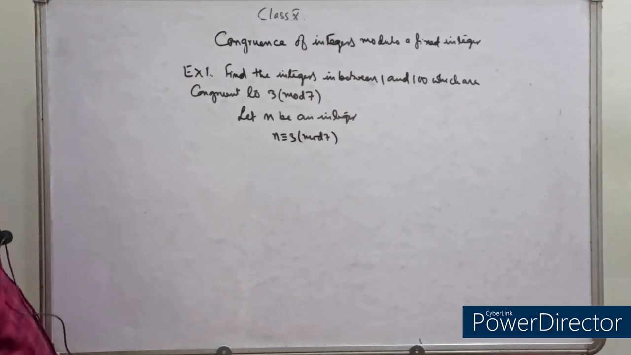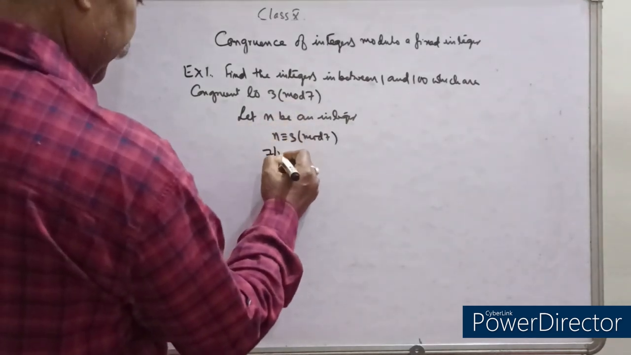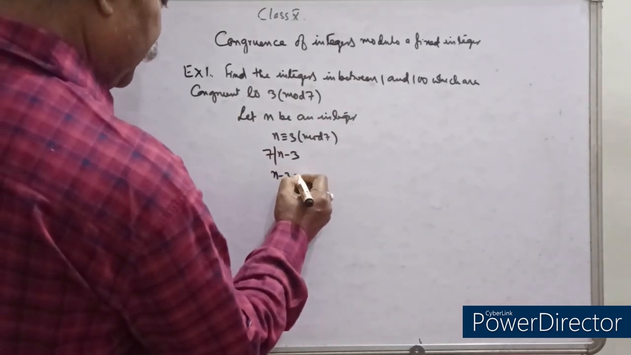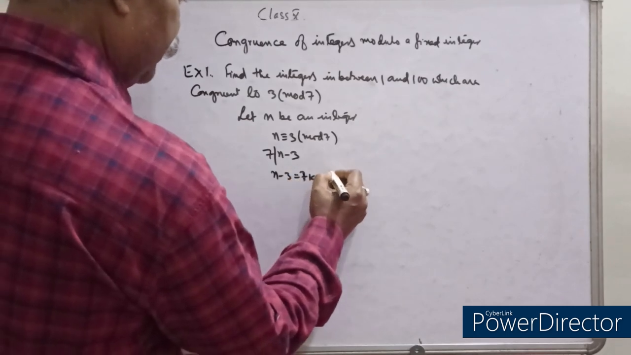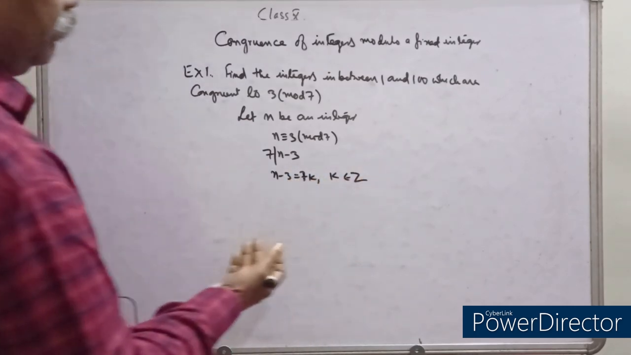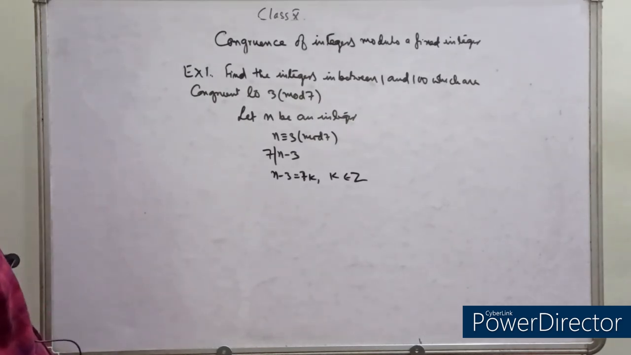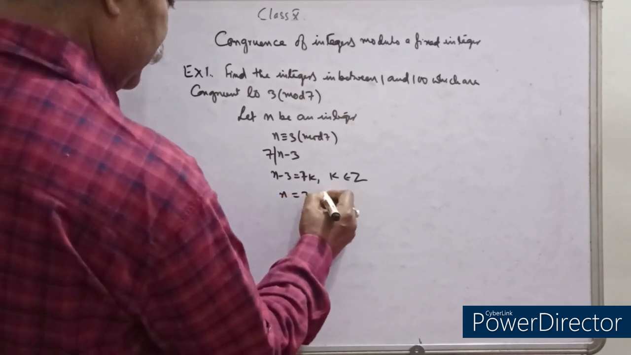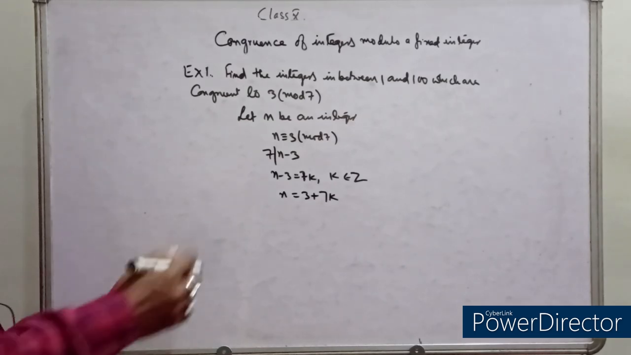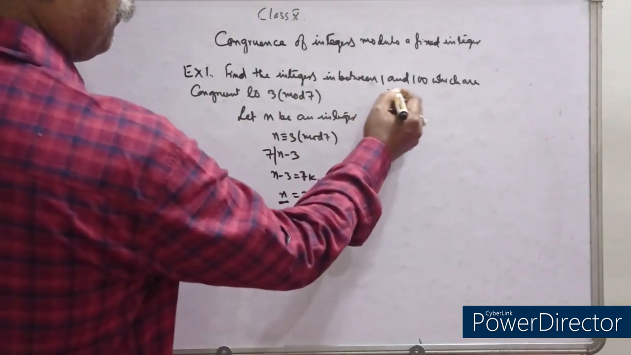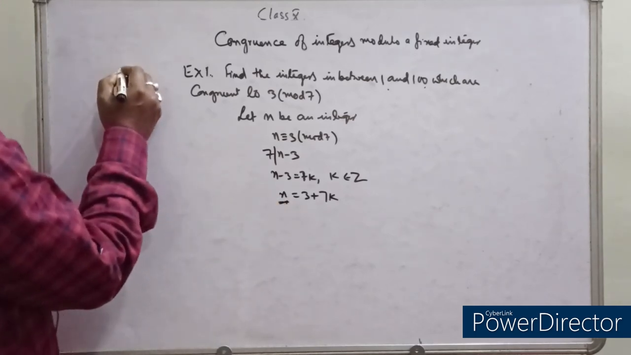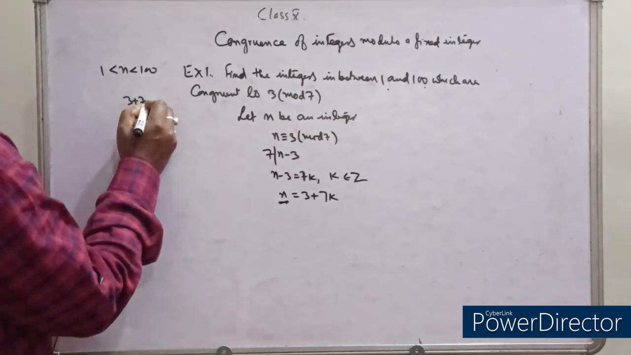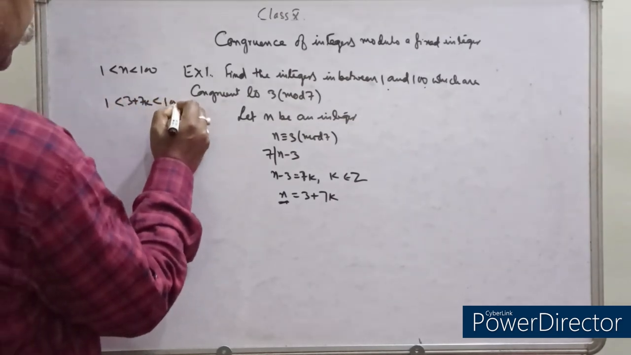So what is the meaning of this? The meaning is 7 divides n minus 3. And what is the meaning of this? n minus 3 is equal to 7k, where k belongs to Z. I'm just writing the meanings. Now, since we have to find the value of n, n will be equal to 3 plus 7k. The limit of n is given from 1 to 100. So this becomes 1 less than 3 plus 7k less than 100. Our limit comes to this.